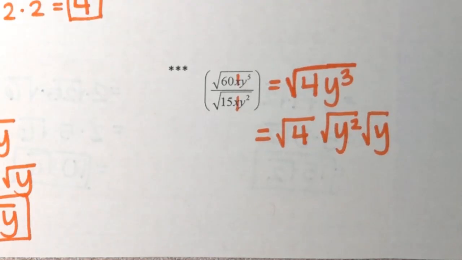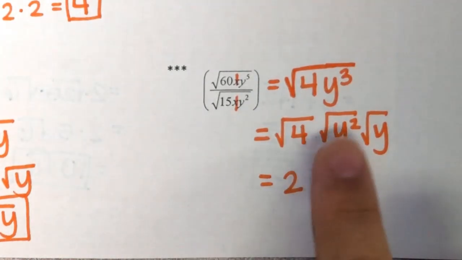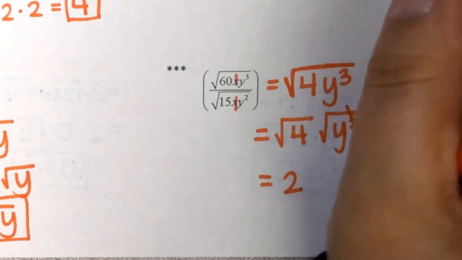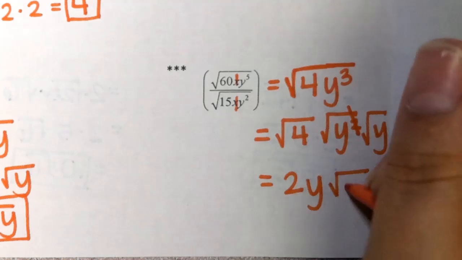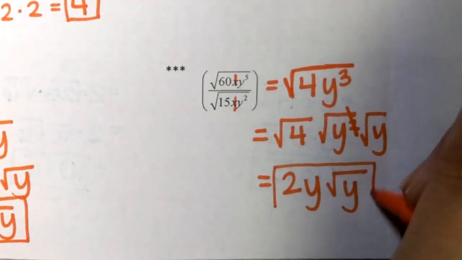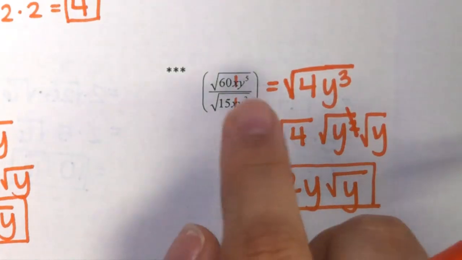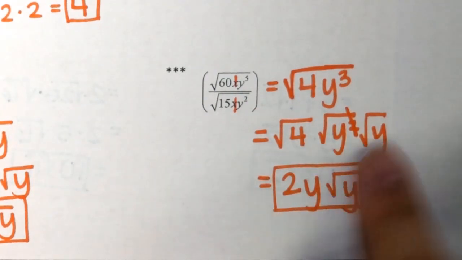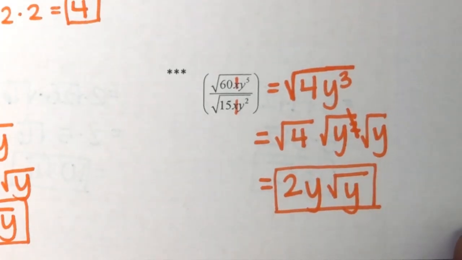What is the square root of 4? 2. What is the square root of y squared? Y. It cancels, it's just y. And then we leave it the square root of y. Did that make sense? I hope I presented it in a way that made sense. So again, divide them out and then separate them. We're going to do more with the letters in just a little bit. All right? Can I go on to rationalize? Yes.